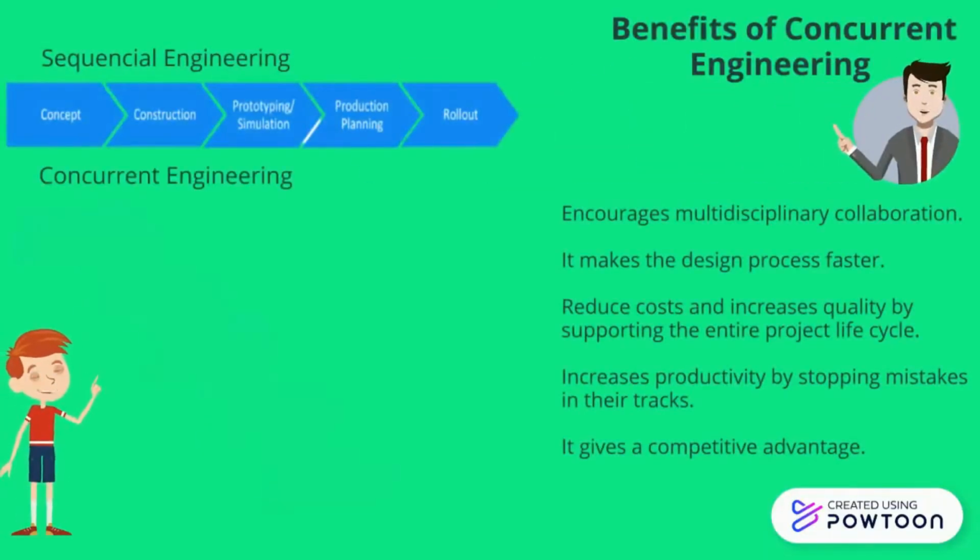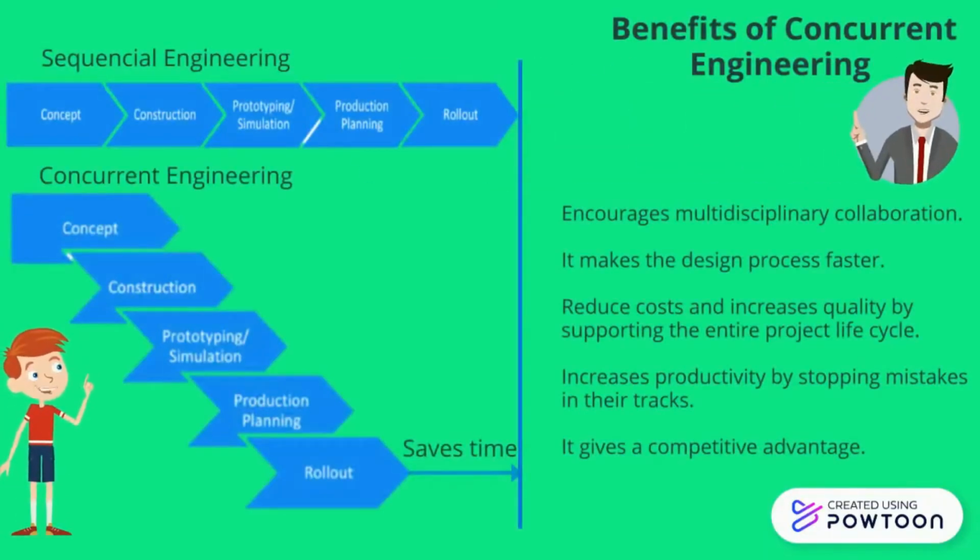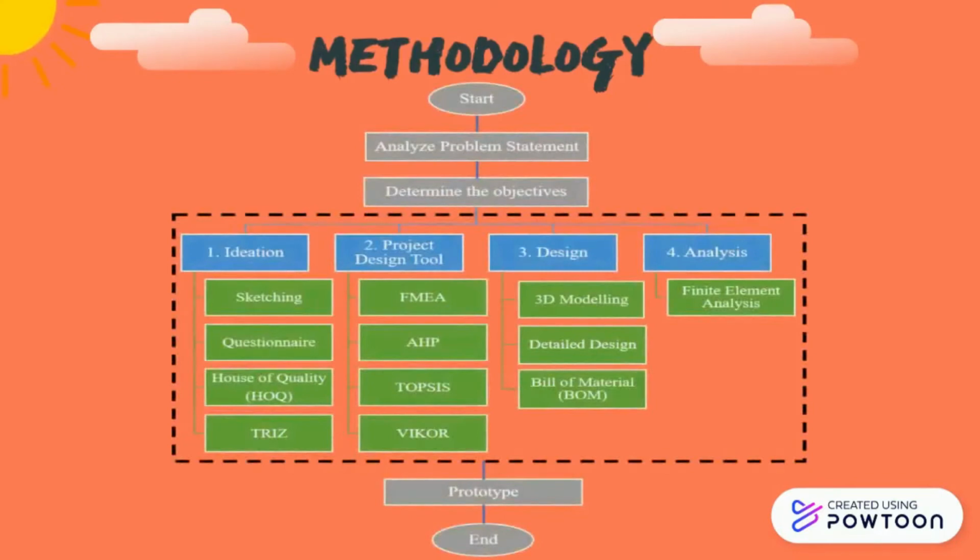The next slide is the benefit of concurrent engineering. As you can see here, the process of concurrent engineering can save more time compared to sequential engineering. Thus, it gives a lot of benefits such as reduced cost, increased quality, and so on. Moving to the methodology, as you can see here, this is the framework that we comply with in this project to produce a better stand fan.